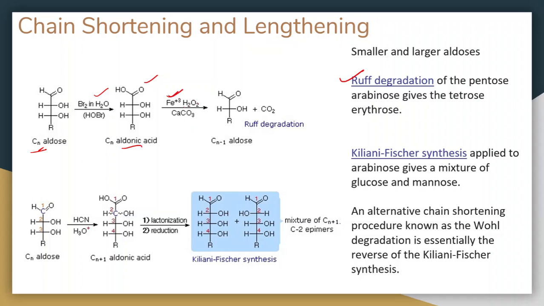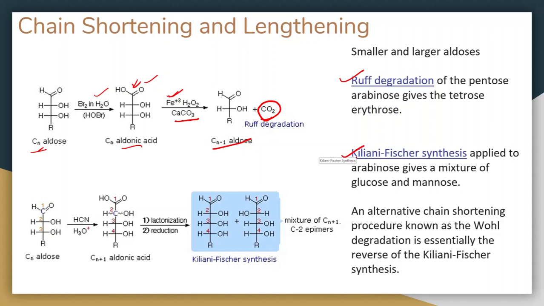Then in the presence of ferric ion, a peroxide and calcium carbonate, it gets converted into a Cn-1 aldose sugar. Here you see how many carbon atoms there are: Cn-1, and one CO2 is removed. Which carbon is it? The one which had the carboxylic group. So one carbon dioxide molecule is removed, and that is why it becomes Cn-1.